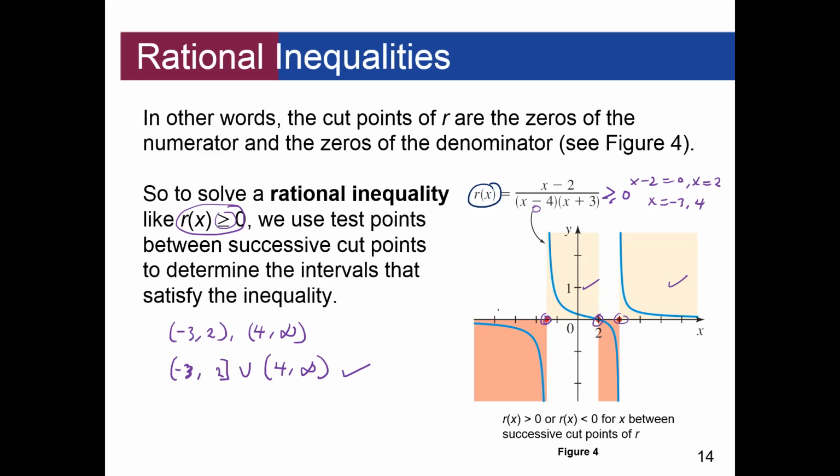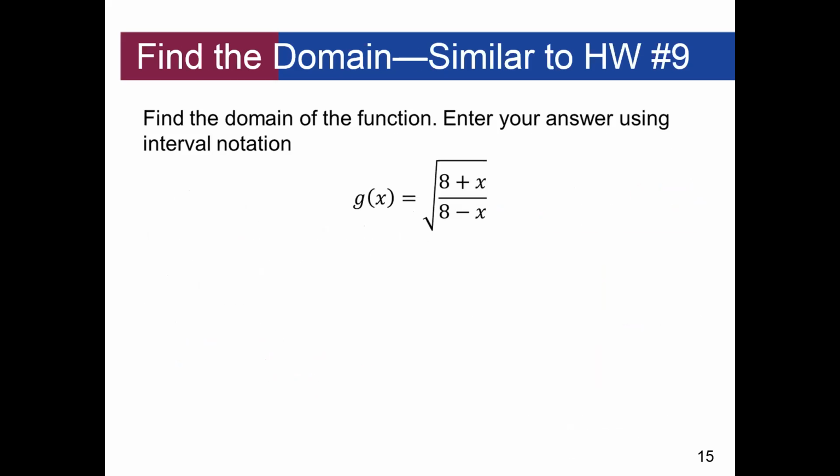Now, let's find the domain of the function. g of x is given as this. We have a rational function under a radical sign.